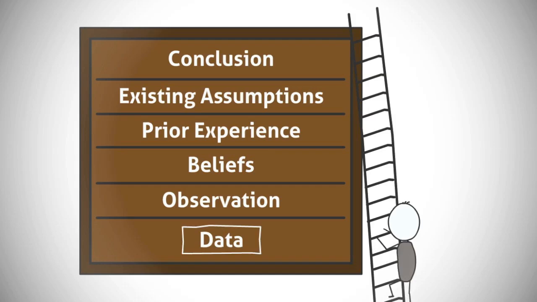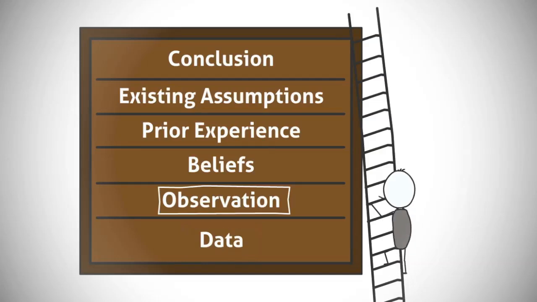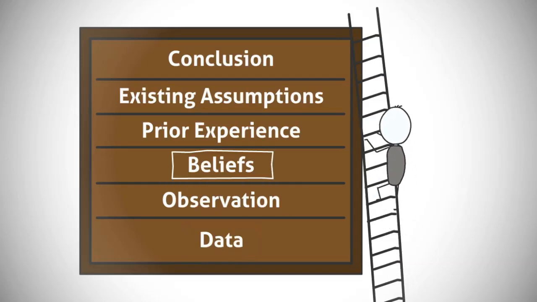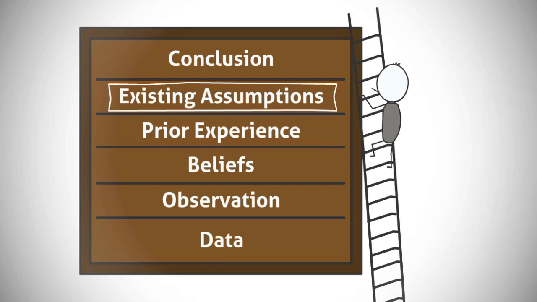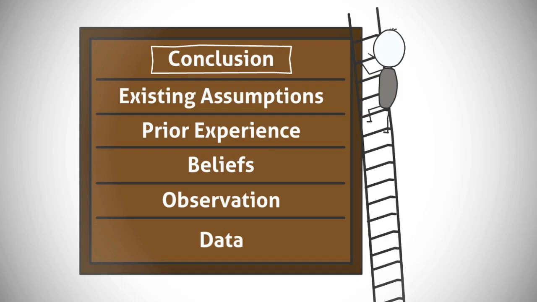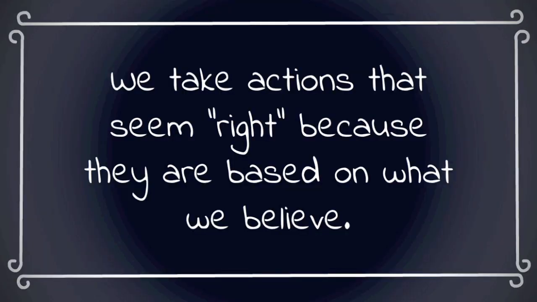Starting at the bottom of the ladder, we identify facts and data. As we move up the ladder, we're selective with the data based on our beliefs and prior experience. We interpret what the data means and tend to apply our existing assumptions. We then draw conclusions based on the interpreted facts, which in turn become our developed beliefs. Finally, we take actions that seem right because they are based on what we believe.